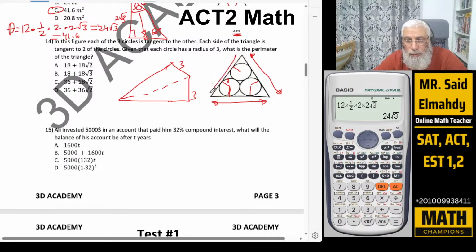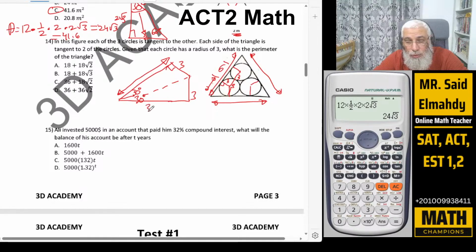The 3 sides are equal. We know that this is 3, and this is 3, so this is 6 from here to here. Now we need to find this part, which is here. So this is a right angle triangle, and this angle is 30, and this angle is 30.